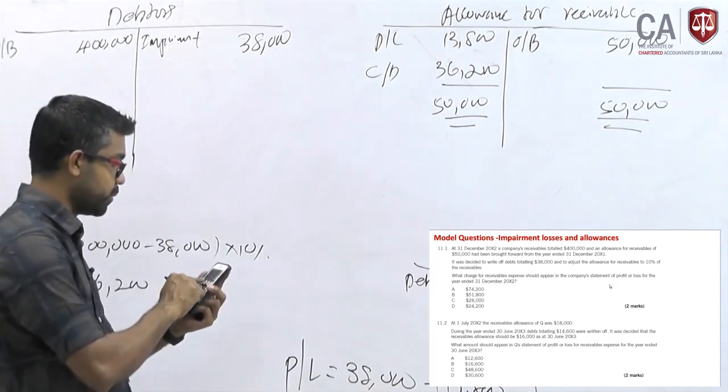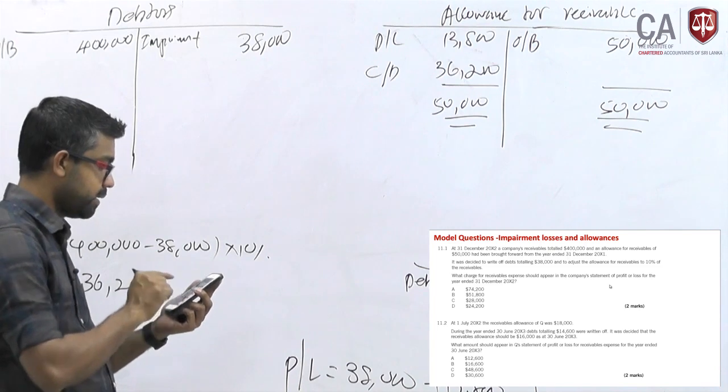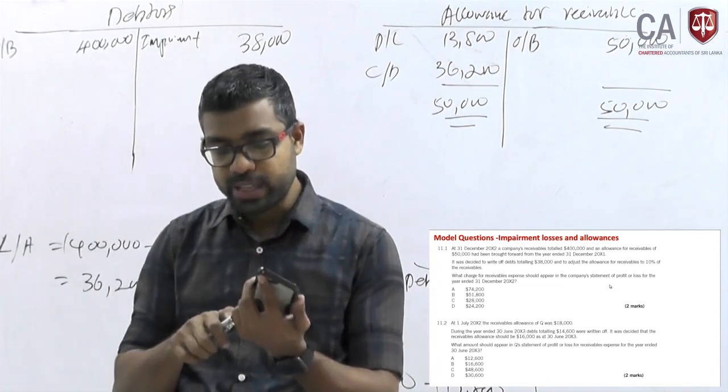So this is the mistake you make. The examiner is smart. 38,000 plus 13,800, 51,800. That is also there as an answer.